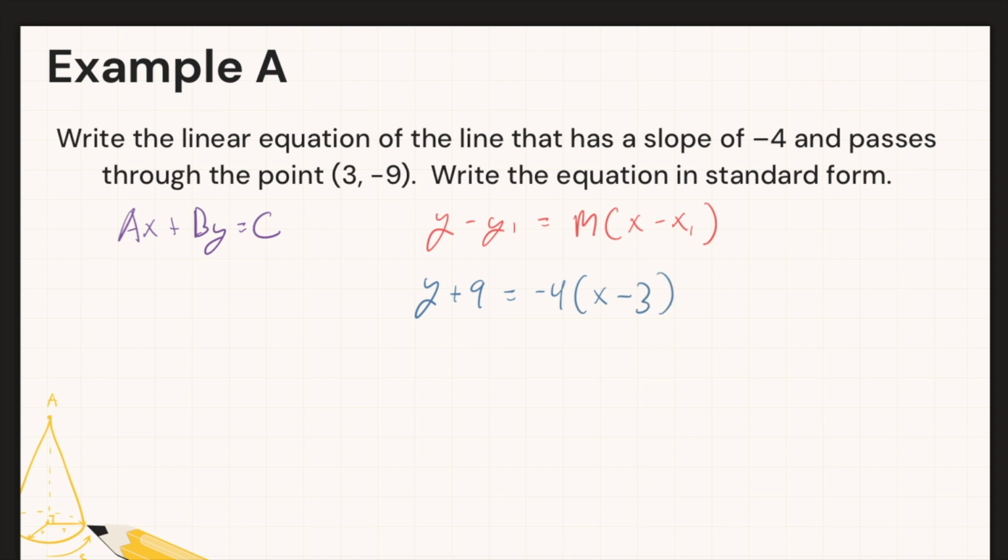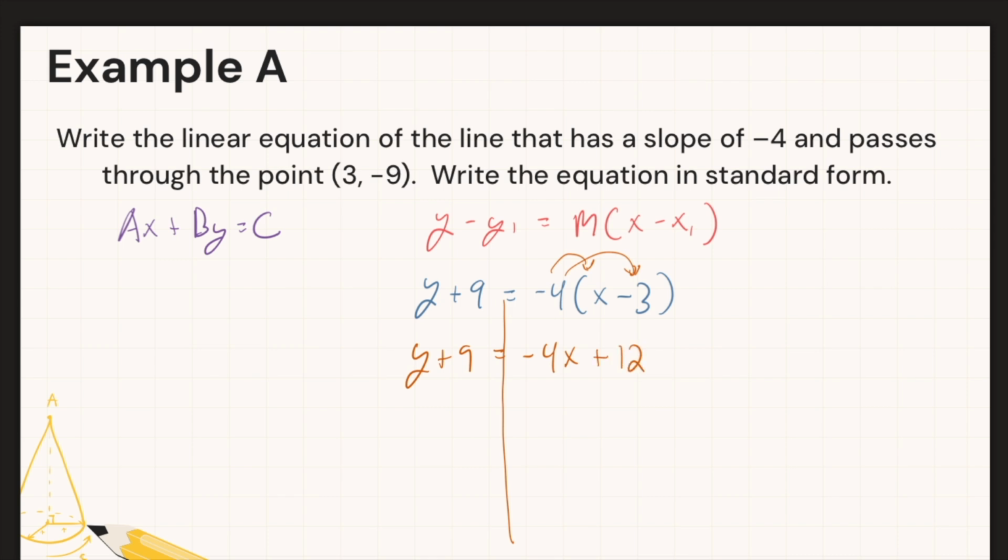Now that we've done that, we can now go ahead and set this up or simplify it so that we can put it in standard form. So I'm going to go ahead and draw my wall. We're going to multiply -4 times x, -4 times -3. So we're going to bring down our y plus 9, because we didn't do anything with that. -4 times x is -4x, and -4 times -3 is going to be positive 12.